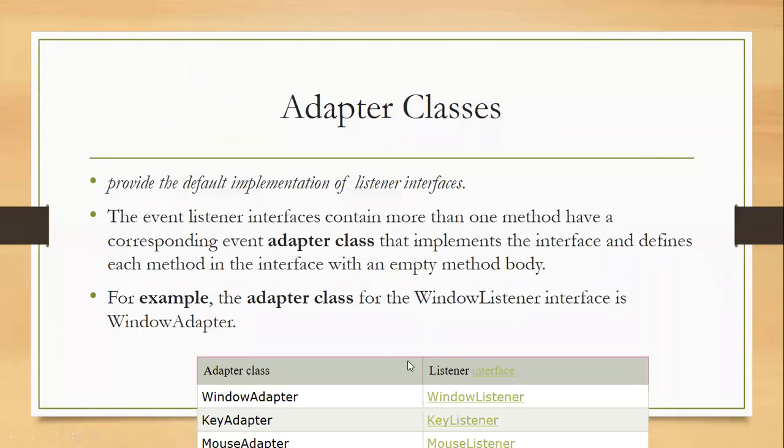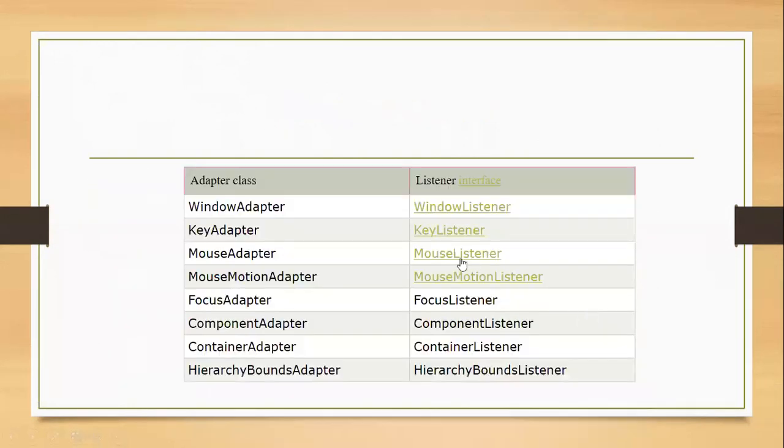Look here, I have a table. Window listener is an interface. The corresponding adapter class is window adapter. Similarly, key listener, the corresponding abstract class is key adapter. Mouse listener interface, the corresponding adapter class is mouse adapter, and so on.